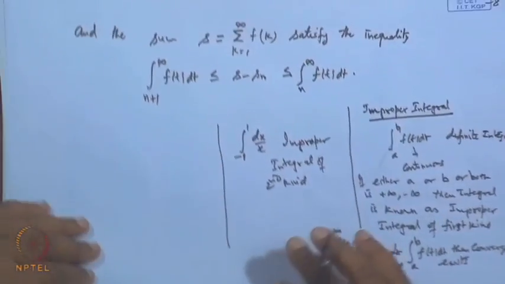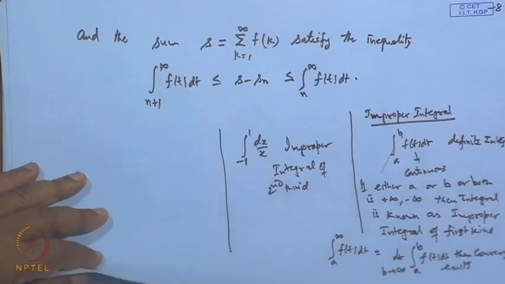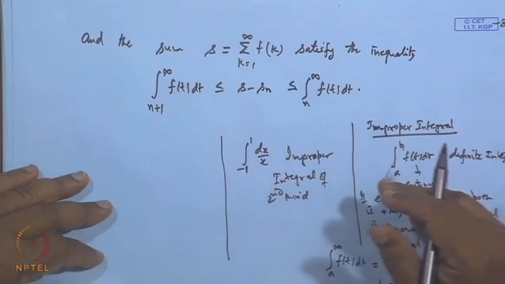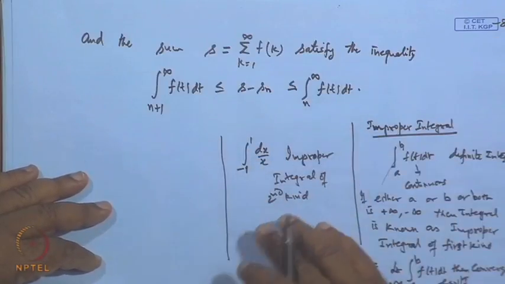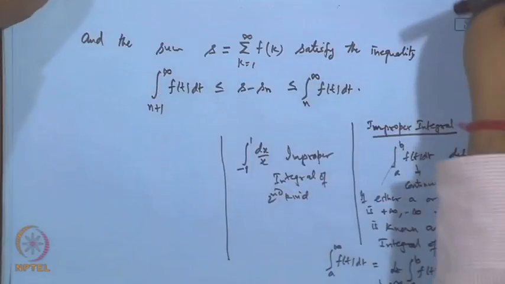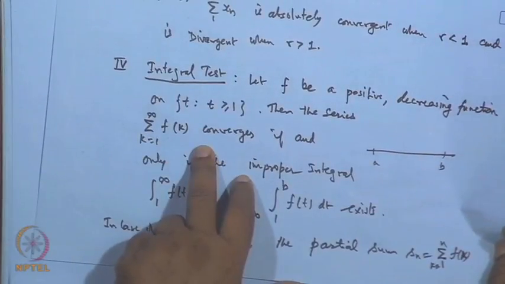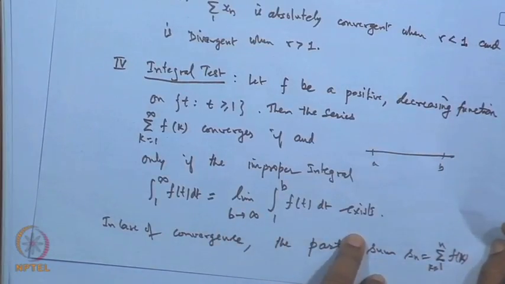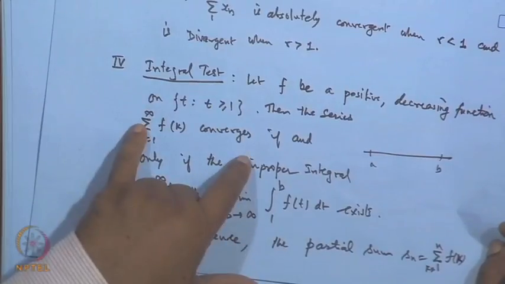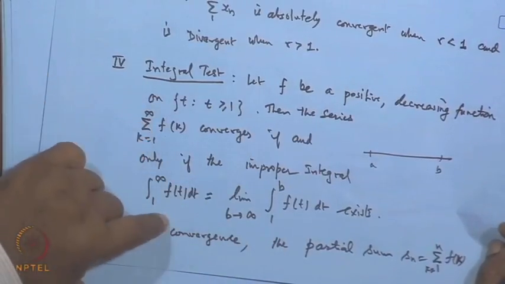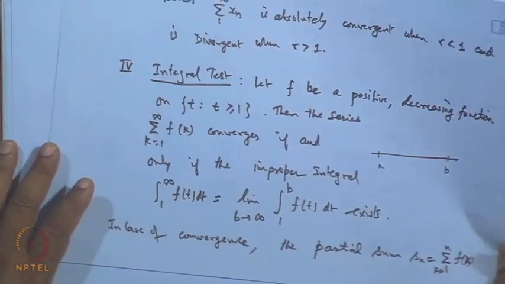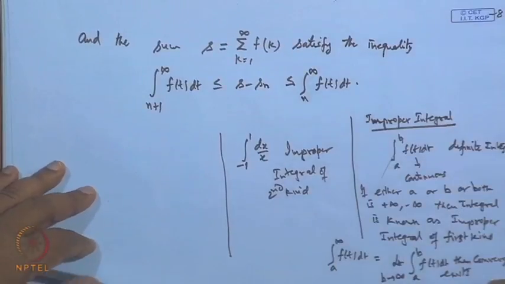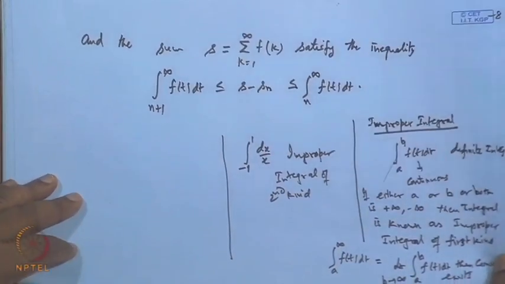Here we are considering the improper integral of the first kind. If a series is given and the function f is decreasing over the interval 1 to infinity, then the series sigma f(k) converges if the corresponding improper integral exists, and vice versa. This relates the convergence of the series with the improper integral, and that is why it is known as the integral test. It is a very powerful test; one can derive the earlier tests with its help. So let us see the proof of this result.